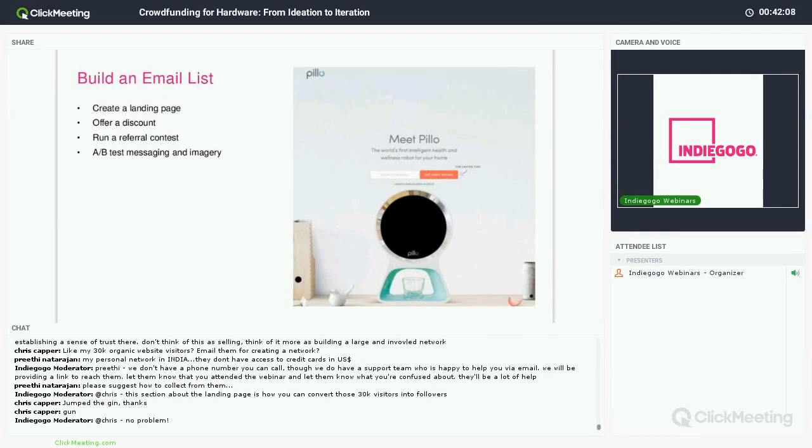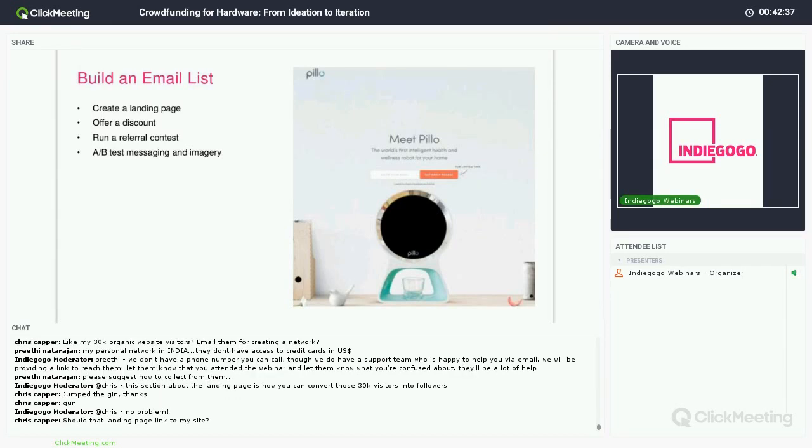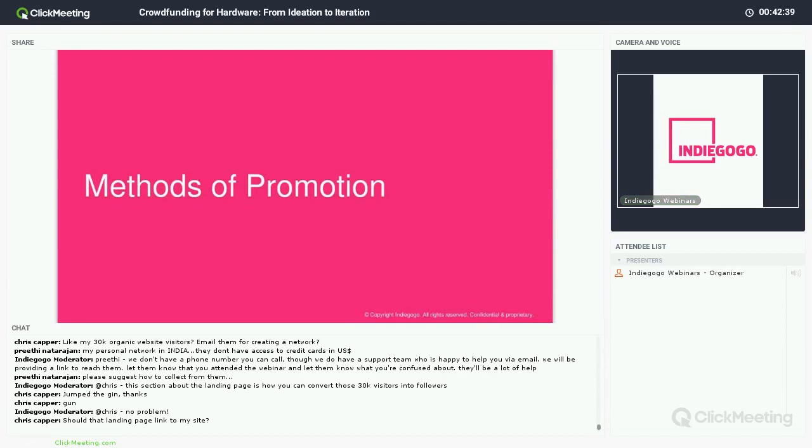And then this is a really great time where you can A/B test messaging and imagery. So if you're doing this for 3 months, you could spend 2 weeks with one specific set of messaging and one specific image, and then after 2 weeks switch it out, and then evaluate which performed better. It's a great opportunity for you to take that messaging and then use that in your Indiegogo campaign, because you already know that it works. So building an email list is vital, and you're going to use this later. We'll get into that a little bit.